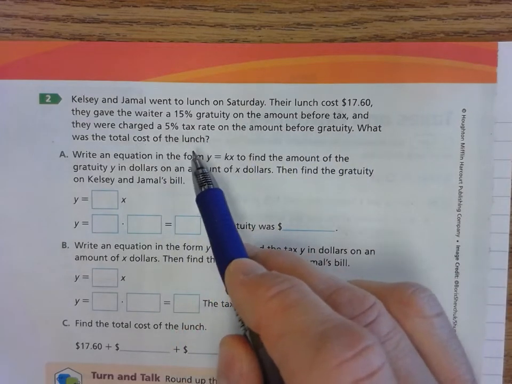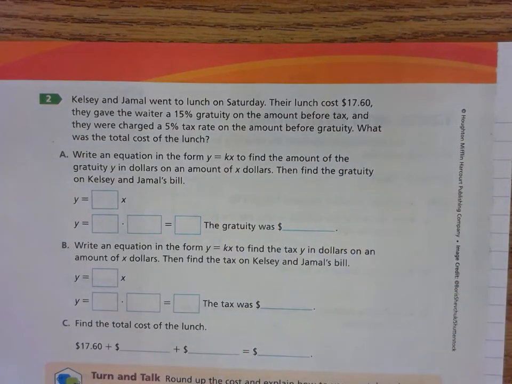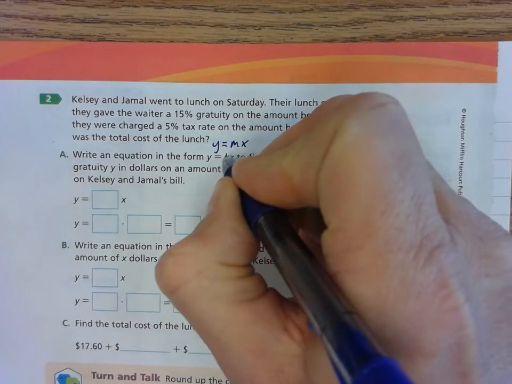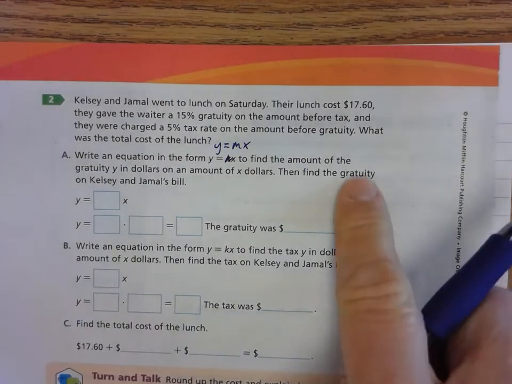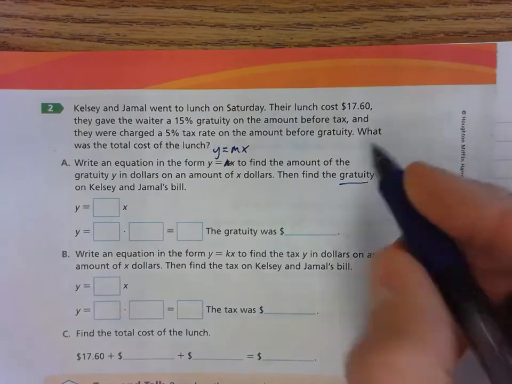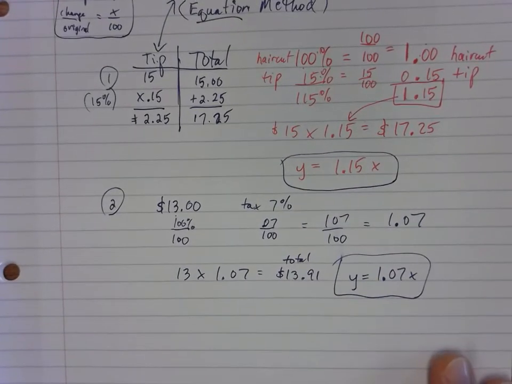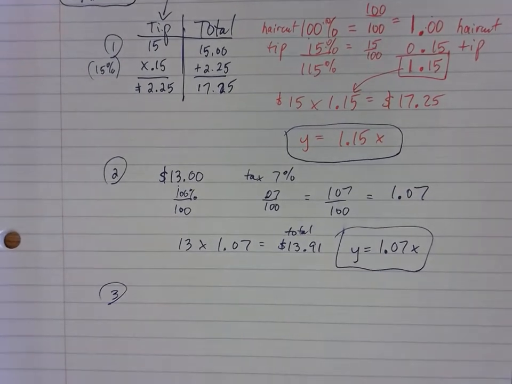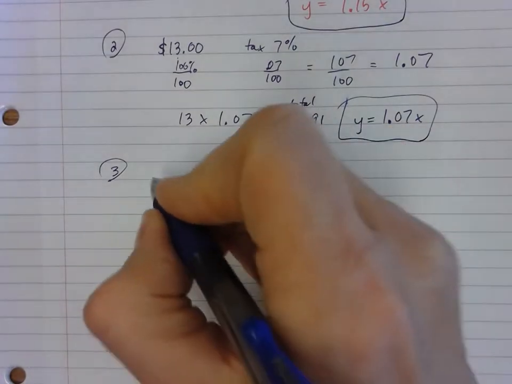Okay, so again, we're going to try to use our equations here. I'd rather you say y equals mx instead of y equals kx. I'd rather you say m there. All right, so it says the first thing we're going to do is find the gratuity on their bill. Okay, so the gratuity again 15%. All right, so this is actually number 3 for us. Okay. All right, so their lunch bill was $17.60.